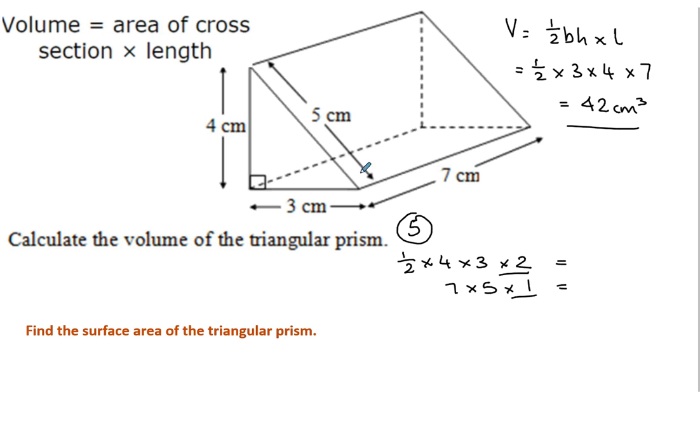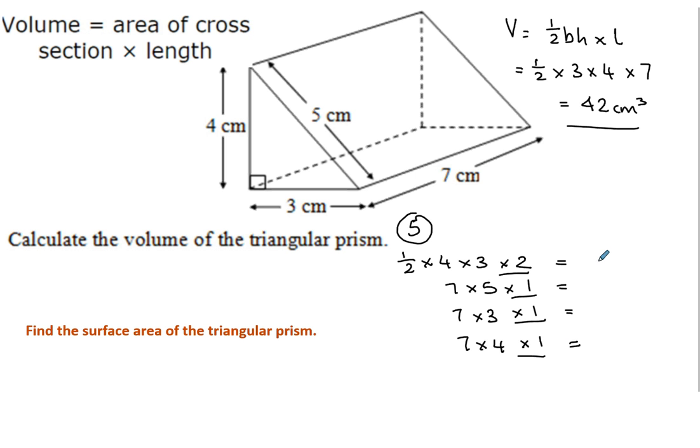And then the bottom bit would be 7 times 3, and we've got one of those. And then that side there would be 7 times 4, and we've got one of those. Okay? And you can see we've got 2, 3, 4, 5 faces.